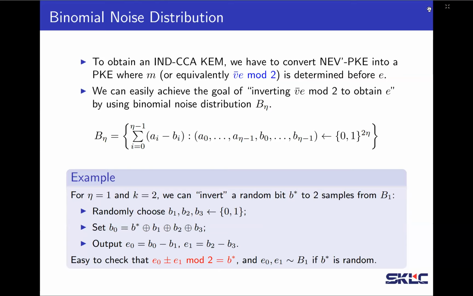For example, when eta equals to 1 and k equals to 2, we can import a random fit eta to samples from V1. First, we might want to choose V1, V2, V3 from the binary set and set E0 equals to eta x or V1, x V2, x or V3, and also put E0 as V0 minus V1, V1 equals to V2 minus V3. It is easy to check that E0 plus or minus V1 or 2 equals to V0, and if E0 E1 follows the distribution of V1, V star is random.